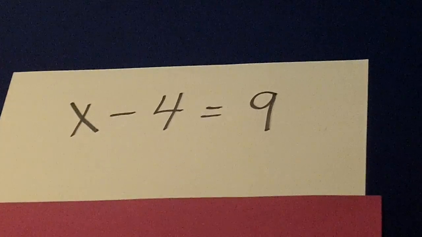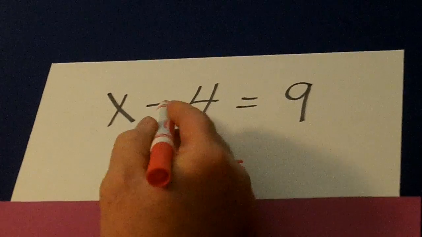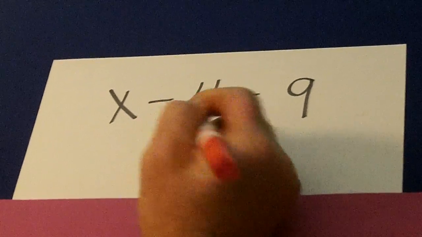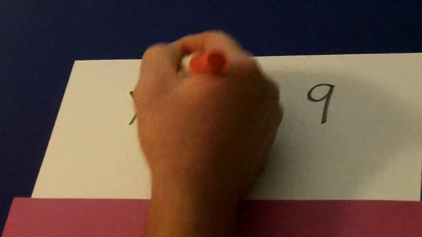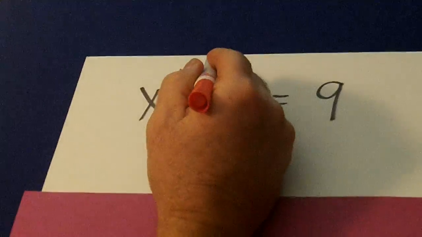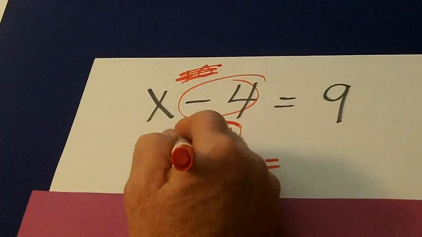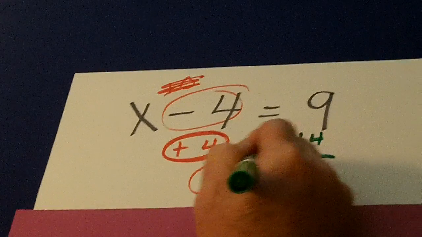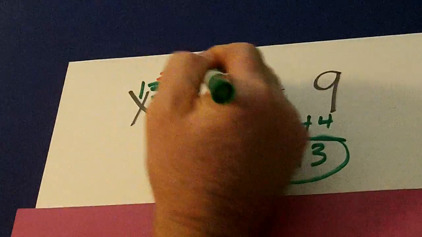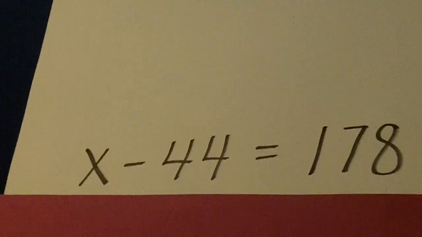Now, let's go to subtraction. It's the same idea. How do we get x by itself? Well, minus 4, add 4. What is 4 minus 4? That's x minus 0, or x plus 0. And we know that anything plus or minus 0 is simply itself. But whatever we do to one side, we do to the other. 9 plus 4 is 13. Let's check our work. 13 minus 4 is 9. Check.